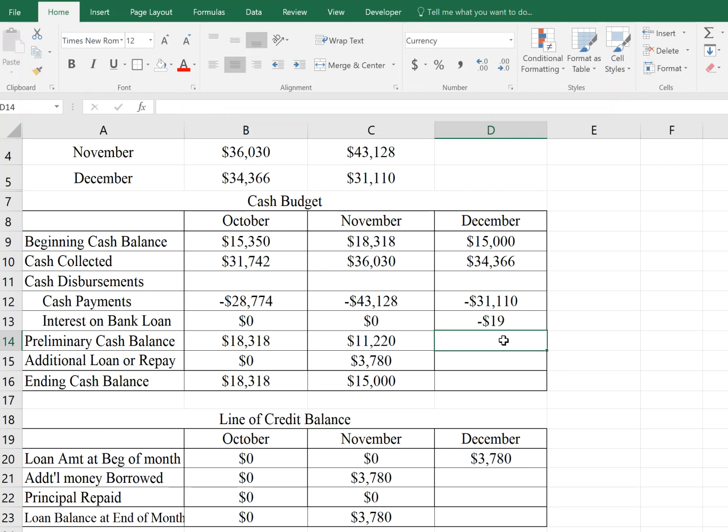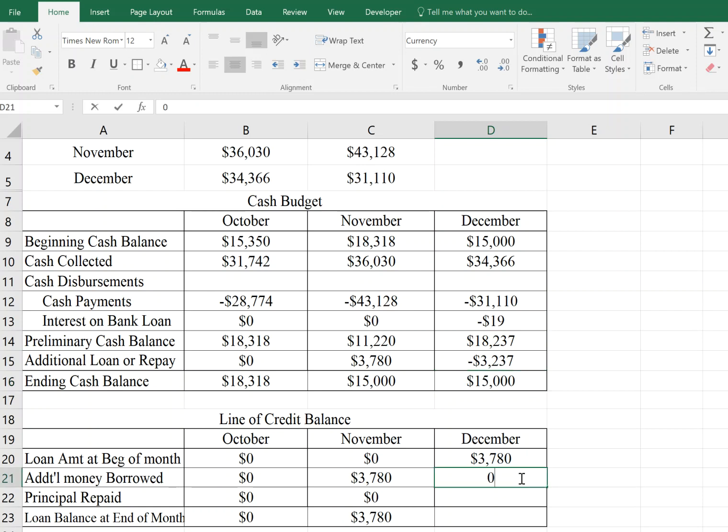Okay, so my preliminary cash balance here now is the $15,000 on hand plus cash collected, minus our cash payments and our interest payments, is $18,237. So now I have some extra. I can pay up to that excess off of my loan. So if I need to keep $15,000 in the bank, the difference between the $15,000 and the $18,237 means I can pay off $3,237 towards my loan payment.